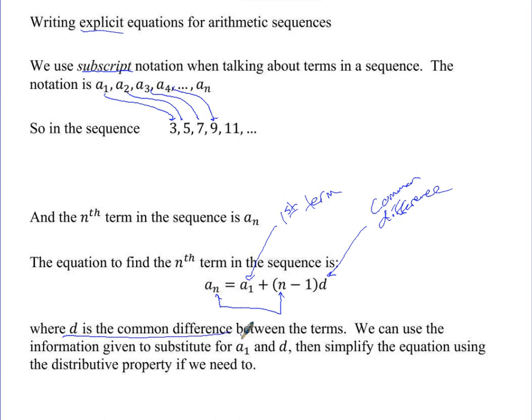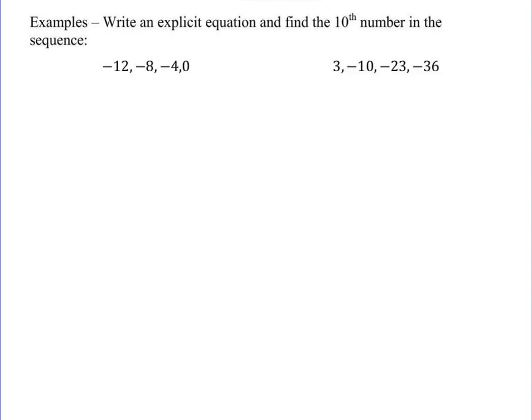We can use the information given to substitute for A1 and D, and then simplify the equation using the distributive property if it asks us to do so. Okay? Then from there, we'll be able to come up with any term we want. We want to write an explicit equation first, and then we want to find the 10th term in the sequence.